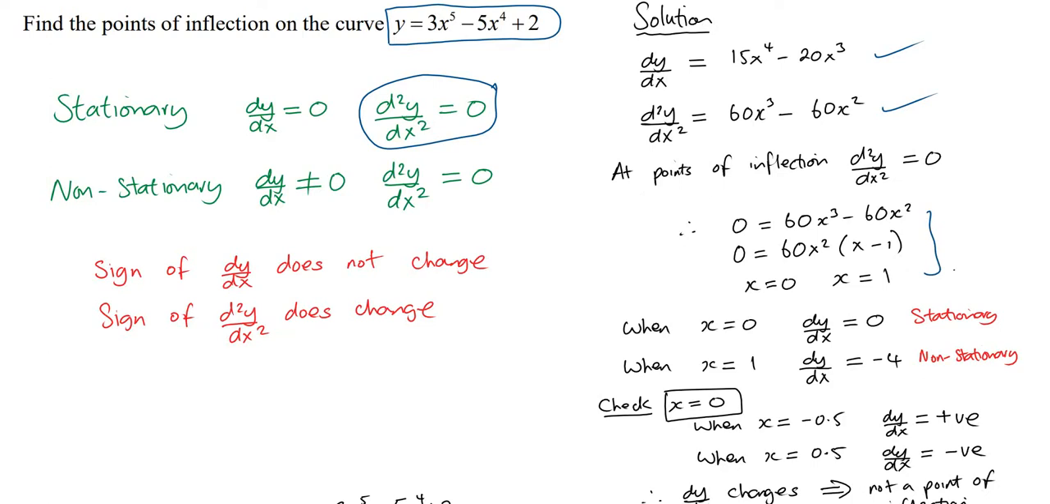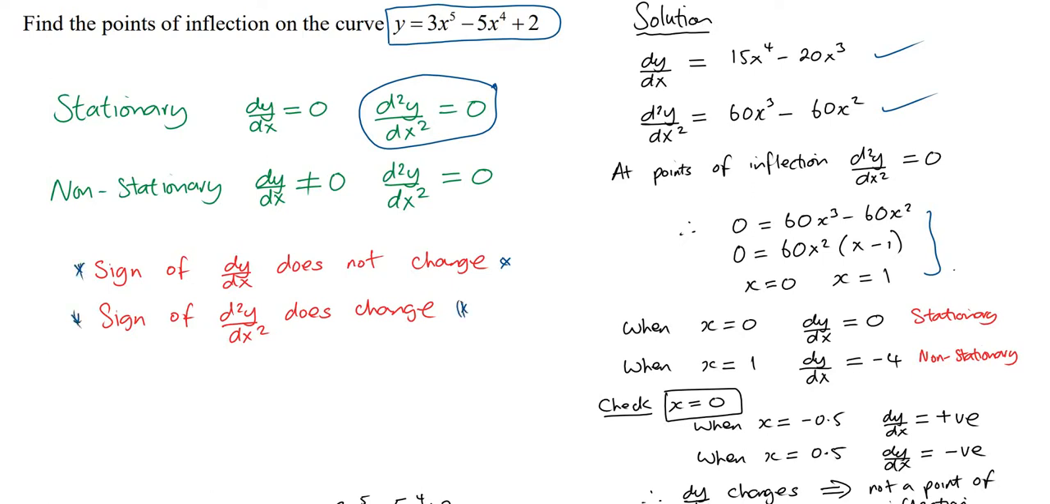Now what we've got to do is check whether they are points of inflection. It's true that d2y by dx squared is equal to 0 for a point of inflection, but it doesn't necessarily have to be a point of inflection. So what we do is check either of these.